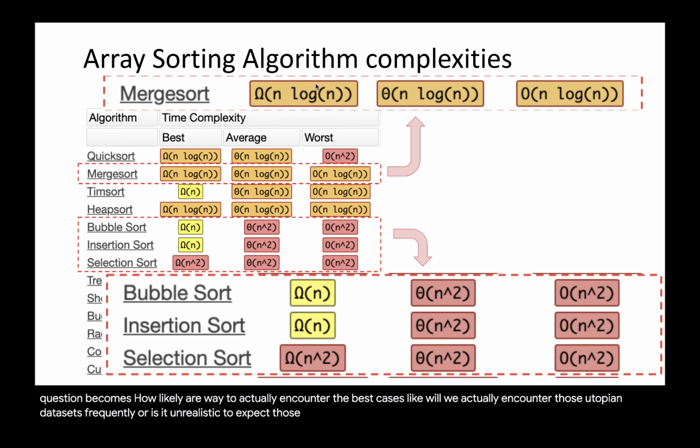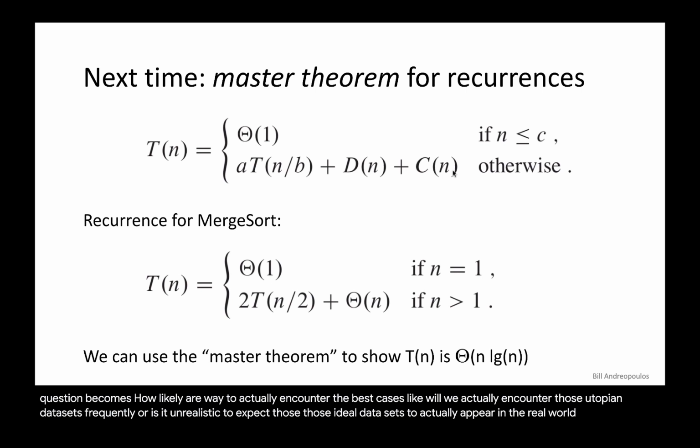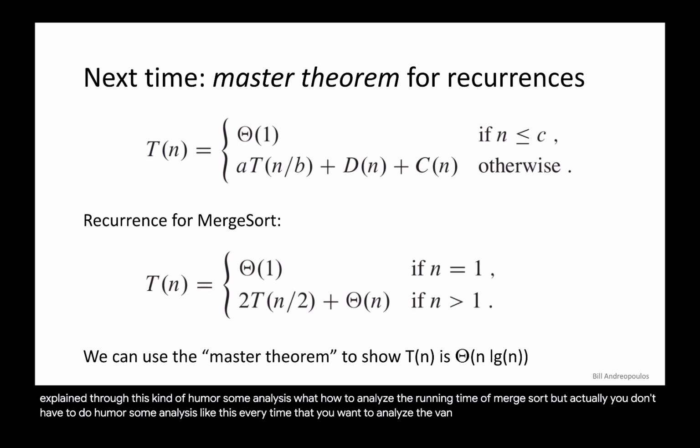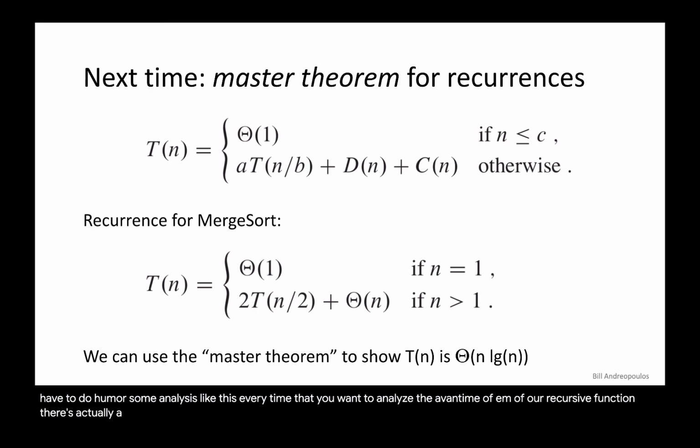So I have explained this cumbersome analysis that we do in order to analyze the running time of merge sort. But actually, you don't have to do this cumbersome and tiring analysis every time you want to analyze the runtime of a recursive function. There's a very convenient theorem called the master theorem, which allows you to deduce the upper and lower bounds on your computational complexity for a divide and conquer algorithm if you simply know the constants.